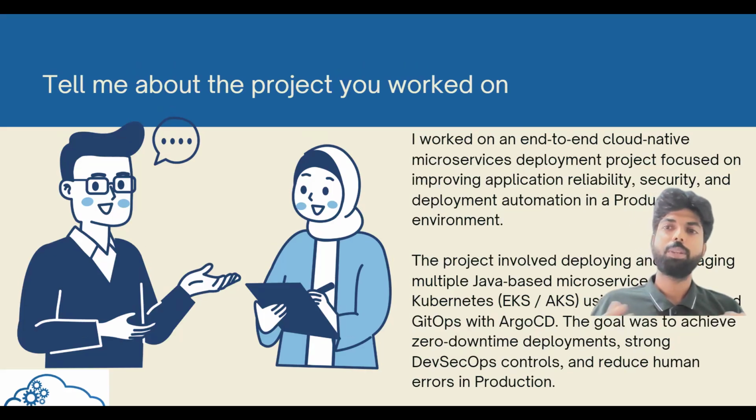I worked on an end-to-end cloud-native microservices deployment project focused on improving application reliability, security, and deployment automation in the production environment. The project involves deploying and managing multiple Java-based microservices on Kubernetes. You have to mention which Kubernetes. Here I have taken AWS EKS and Azure AKS. So primarily, you have to know about one Kubernetes. It can be AKS, EKS, OpenShift, or you are deploying on EC2 machines or Lambda.